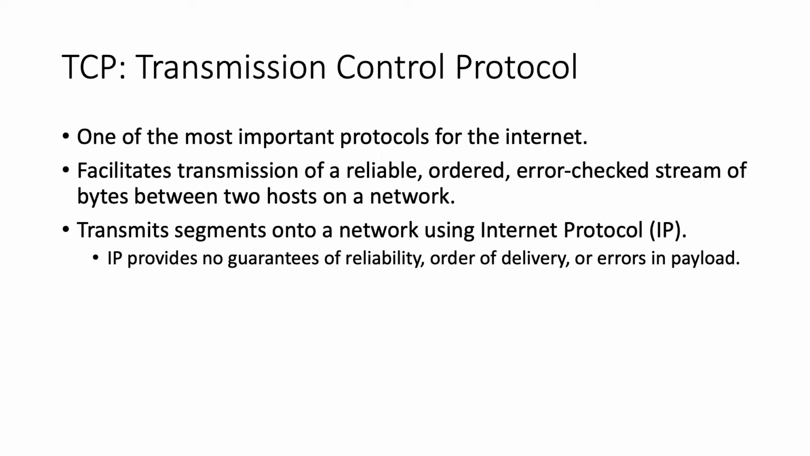Segments are transmitted by TCP to an underlying layer, that underlying layer here being the Internet Protocol, or IP. And the interesting thing is that TCP provides these properties of a reliable, ordered, error-checked stream of bytes, despite the fact that IP provides no guarantee of reliability, order of delivery, or errors in the payload.